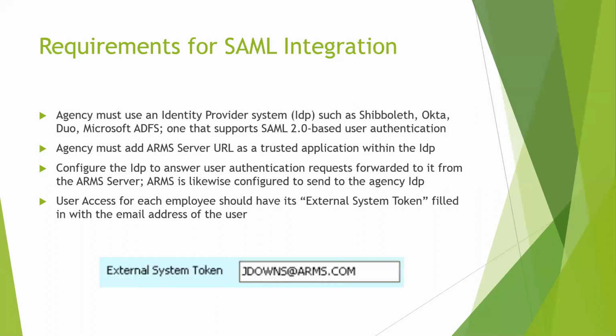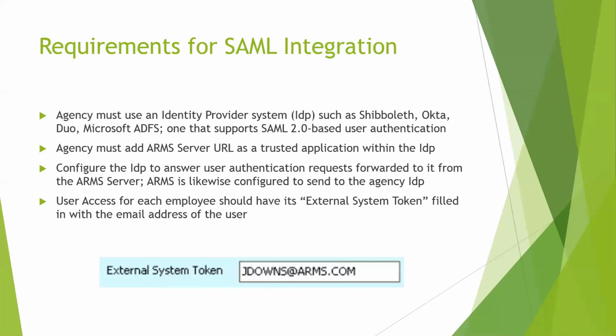The agency must use an identity provider system, often referred to as an IDP. Examples of IDP systems are Shibboleth, Okta, Duo, OneLogin, or even Microsoft ADFS. There are many different providers out there for this, and this is probably terminology that's very familiar to your IT admins. But specifically, ARMS is looking to work with one that supports SAML 2.0 based user authentication. SAML 2.0 is the latest version protocol for SAML. That's why we operate with it.